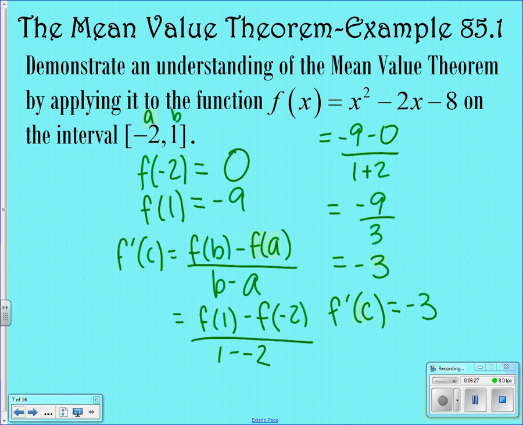So what the mean value theorem guarantees, for some number c in between -2 and 1, the derivative, or the slope of the graph, equals -3. But it does not tell us where that actually happens. So it tells us that it is going to equal -3, but we don't know what the c is. So that's as far as you can go. You can't actually figure out what the c is. It just tells you that it exists, and when you plug it into the derivative, you're going to get a -3. So let's look at the next example.